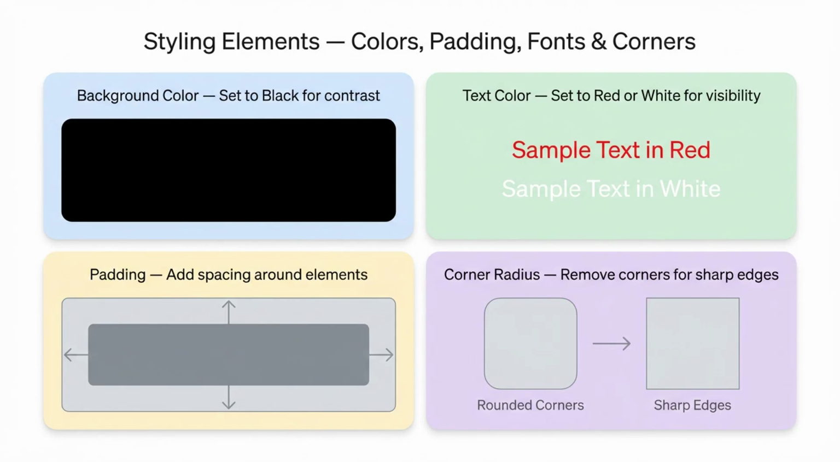When styling individual elements inside WordPress, the instructor walks through 4 key adjustments you'll make constantly. First, background color, setting sections to black for strong contrast. Second, text color, making headings red or white so they pop against dark backgrounds. Third, padding, adding breathing room around elements so nothing feels cramped. And fourth, corner radius, removing rounded corners to get clean, sharp edges on boxes.